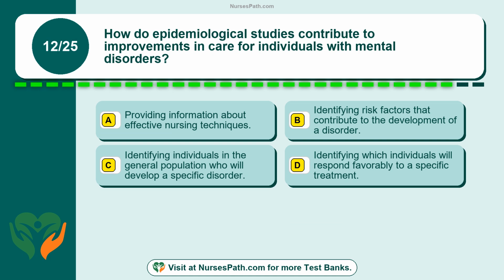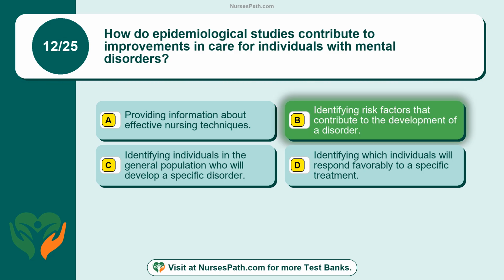Question 12. How do epidemiological studies contribute to improvements in care for individuals with mental disorders? Option A. Providing information about effective nursing techniques. Option B. Identifying risk factors that contribute to the development of a disorder. Option C. Identifying individuals in the general population who will develop a specific disorder. Option D. Identifying which individuals will respond favorably to a specific treatment. The correct answer is option B.